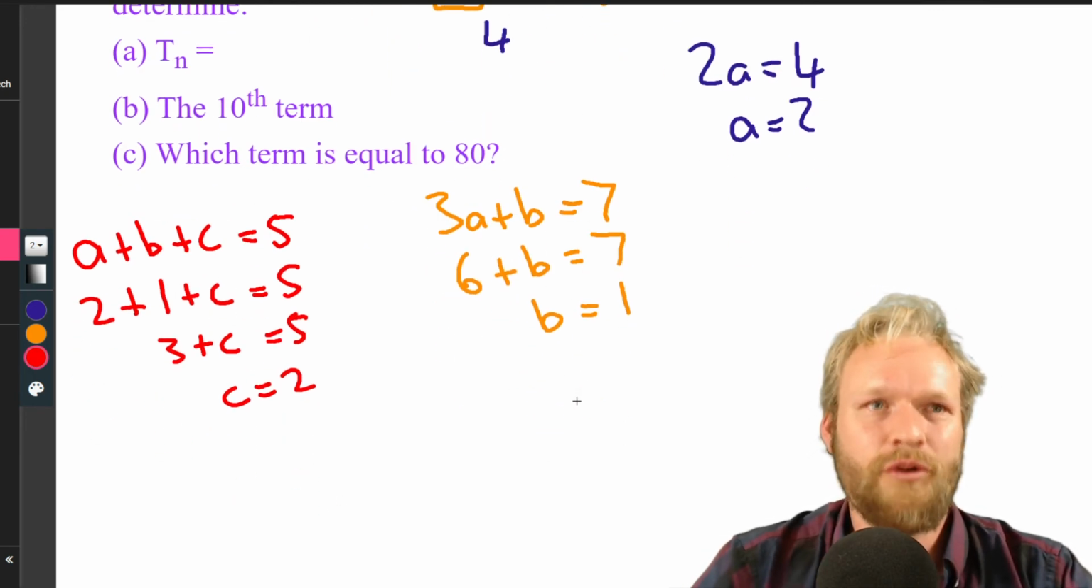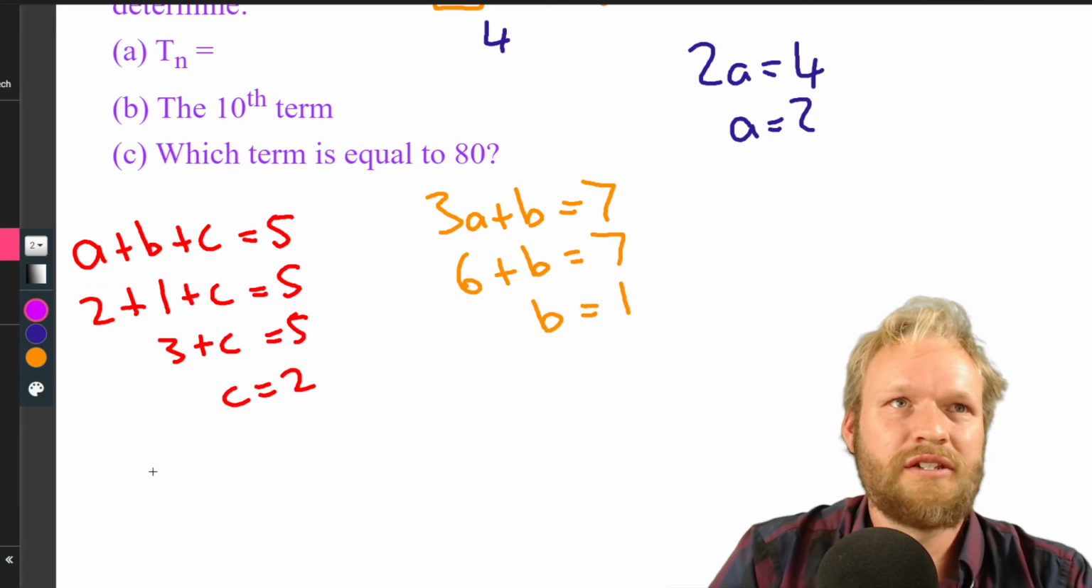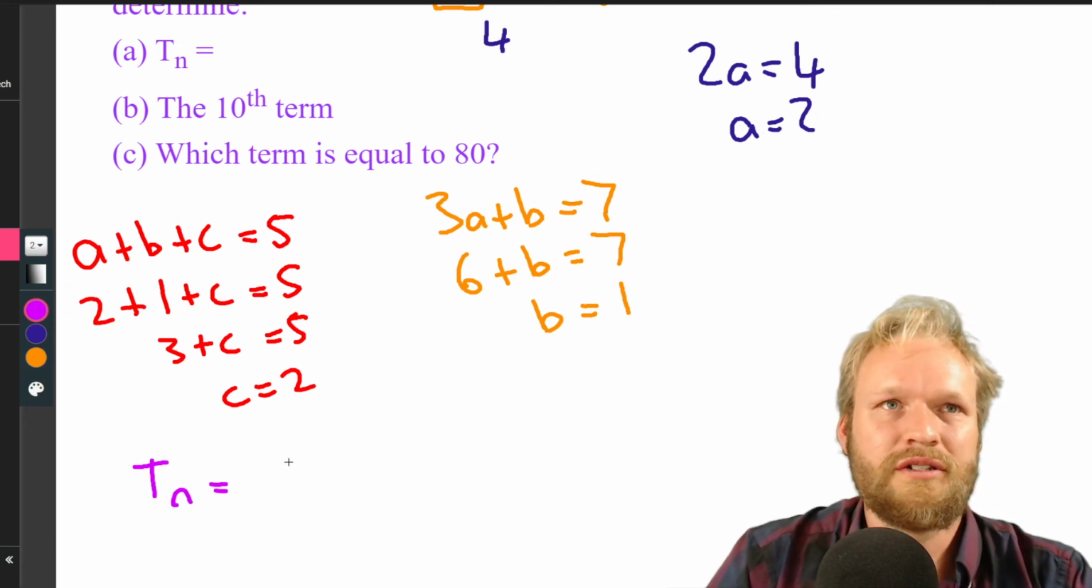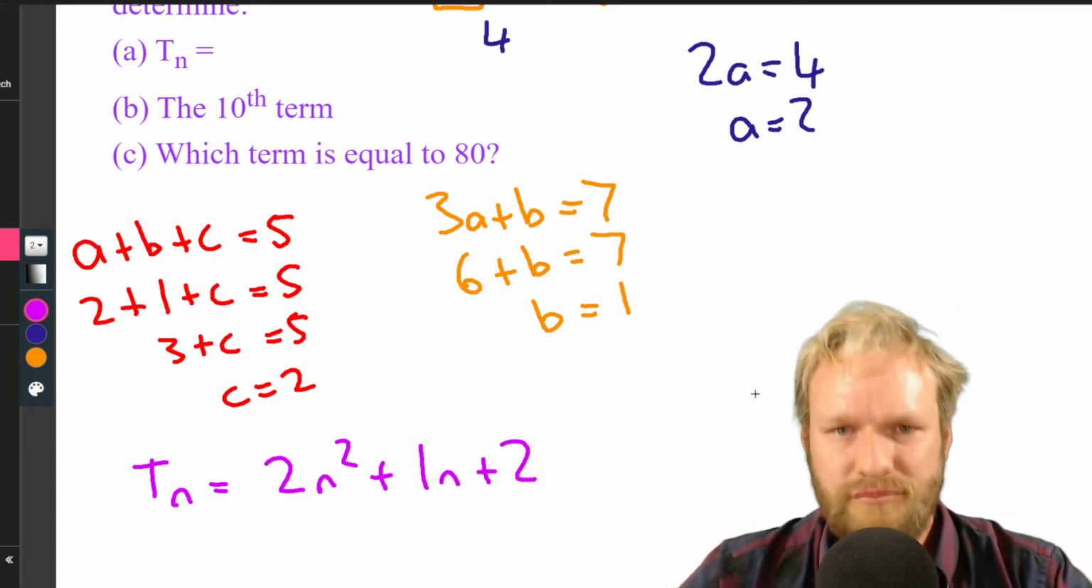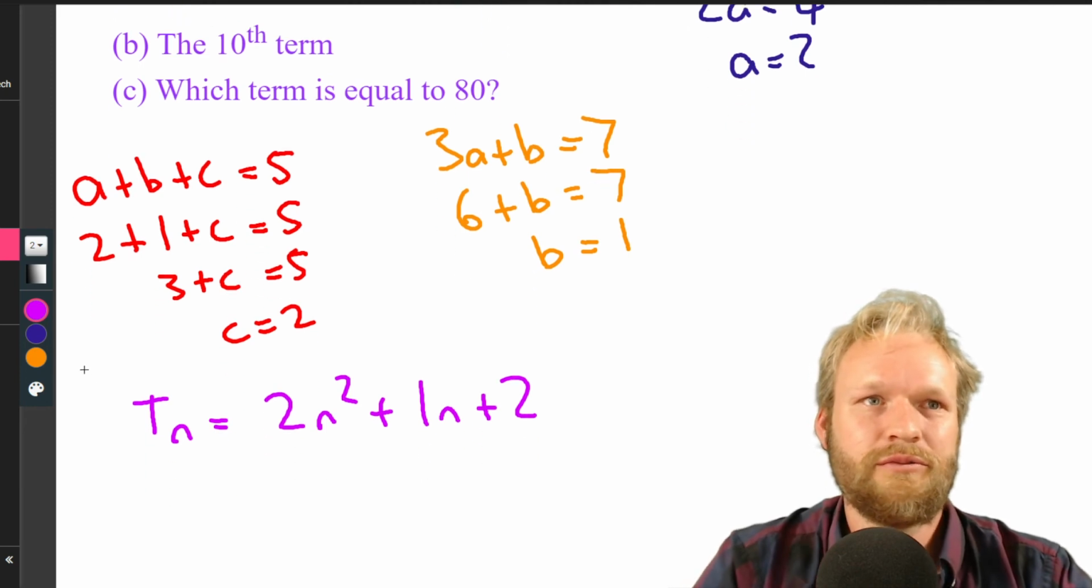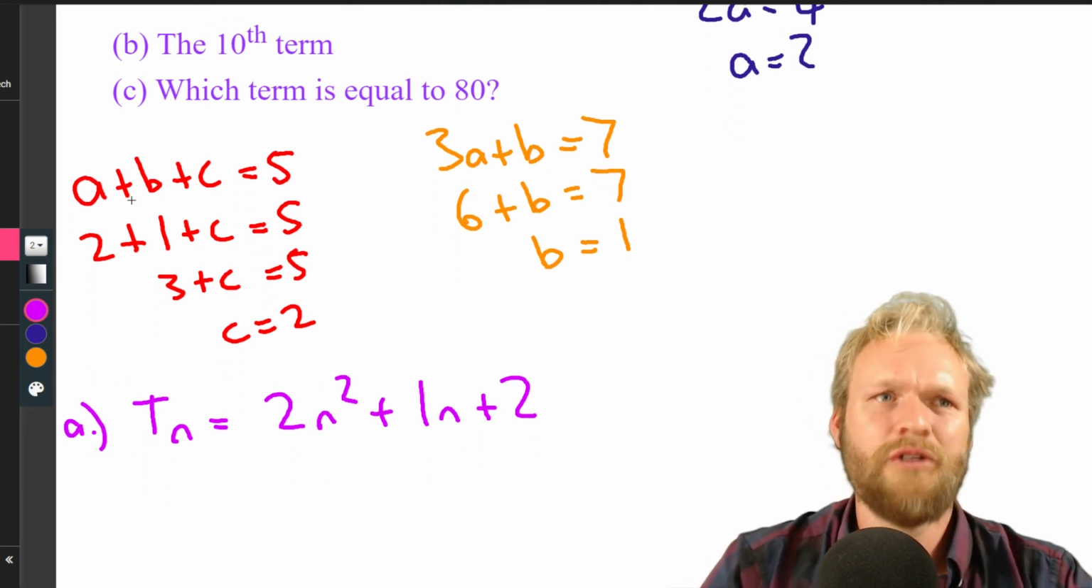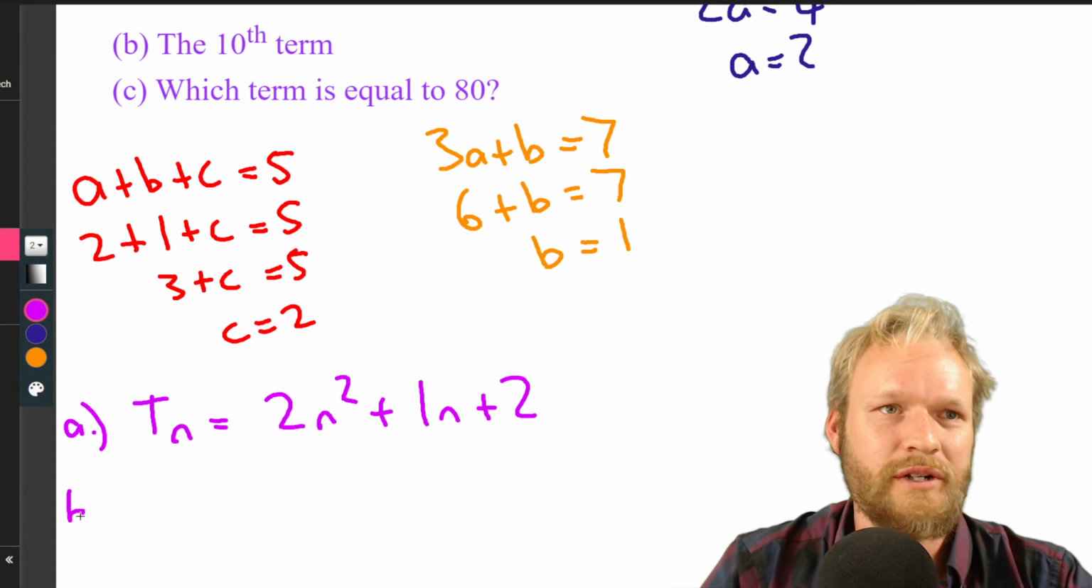So therefore, what we've worked out is that Tn equals 2n squared plus n plus 2. Cool, there we go. That's part A answered. Of course, all the working was important, but there was our first bit.